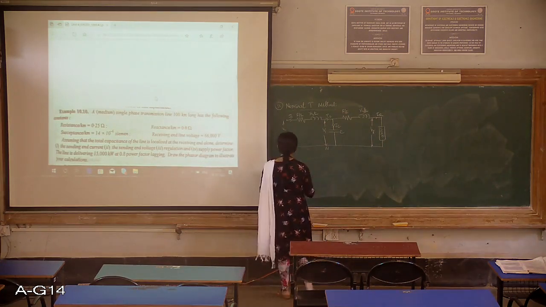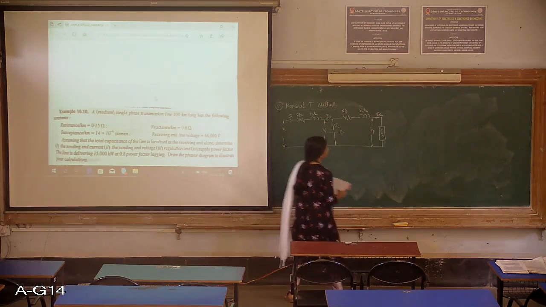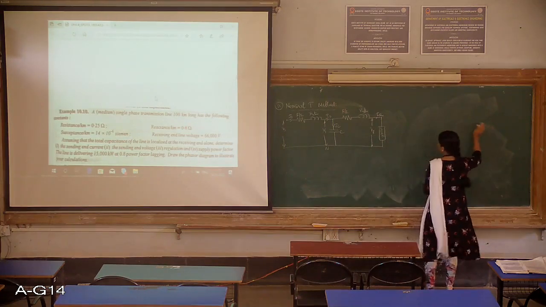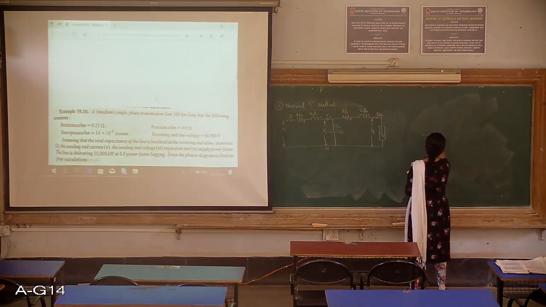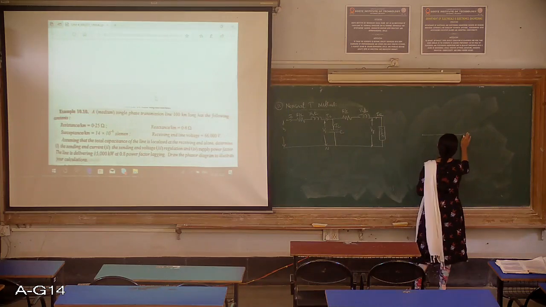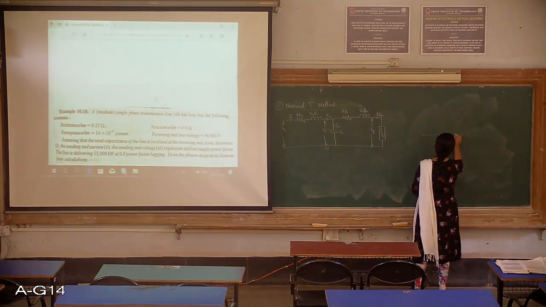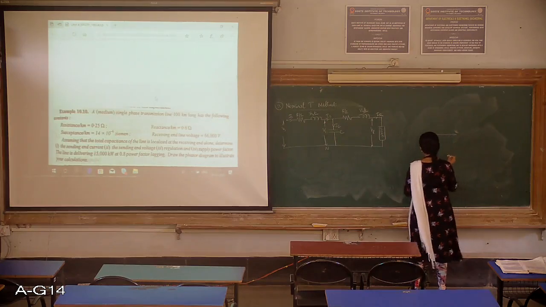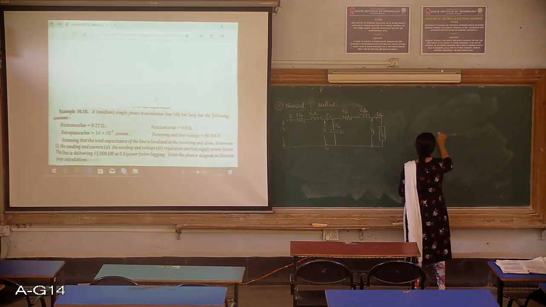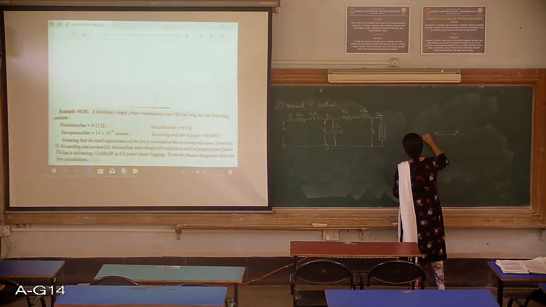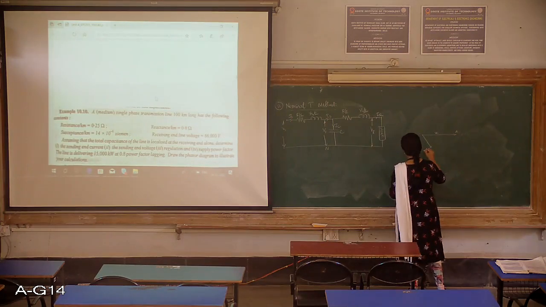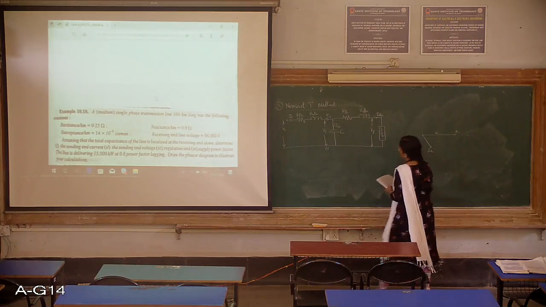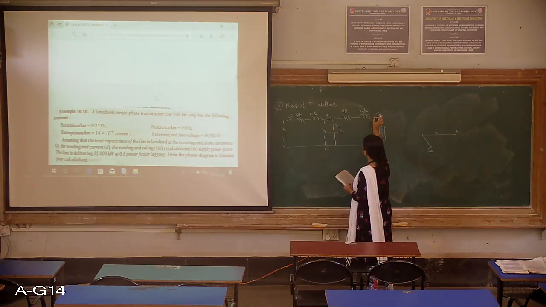Now I will draw the phasor. Just observe. First we will take your standard VR as the reference. Let me take it a bit short so that I can accommodate it here on the board. This is VR, and lagging to this will be your IR. So now VR and IR I have represented.